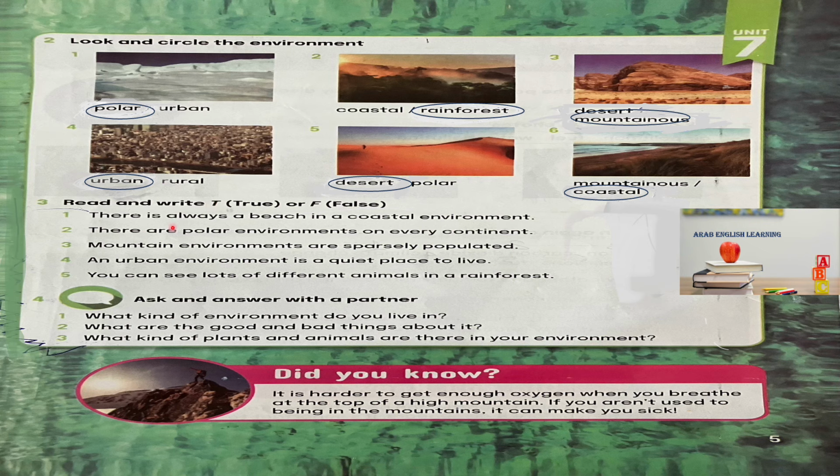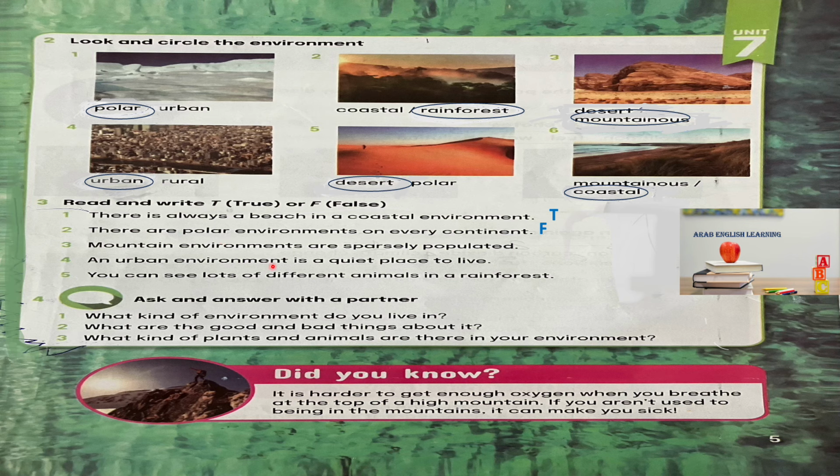1. There is always a beach in a coastal environment. This is true. 2. There are polar environments on every continent. This is false. Here it's not the polar, it's a desert environment. Polar, we have only 2 polar environments.